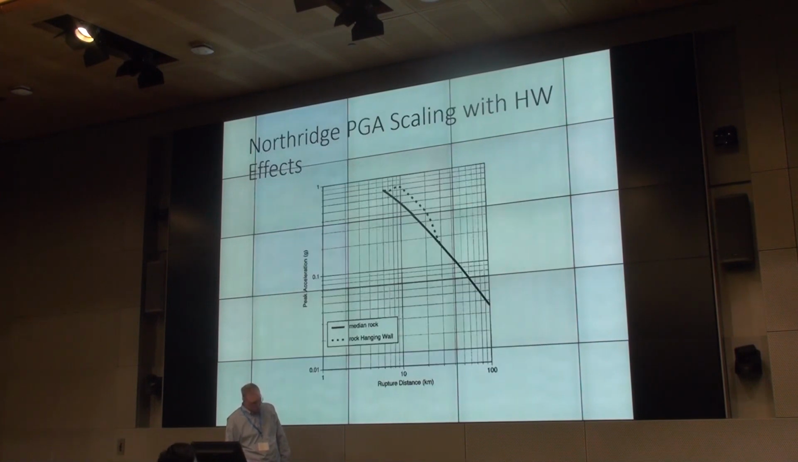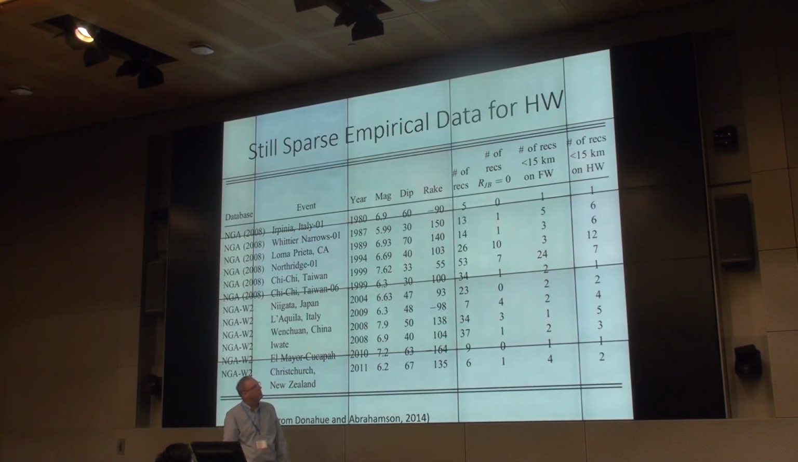Okay. If you do this and apply it into your ground motion model, we came up with these new attenuation relations. The black curve would be a typical model that we would make, and the dashed curve is how we increase it if you're sitting on the hanging wall side. Okay. So we still do not have a lot of data, okay?